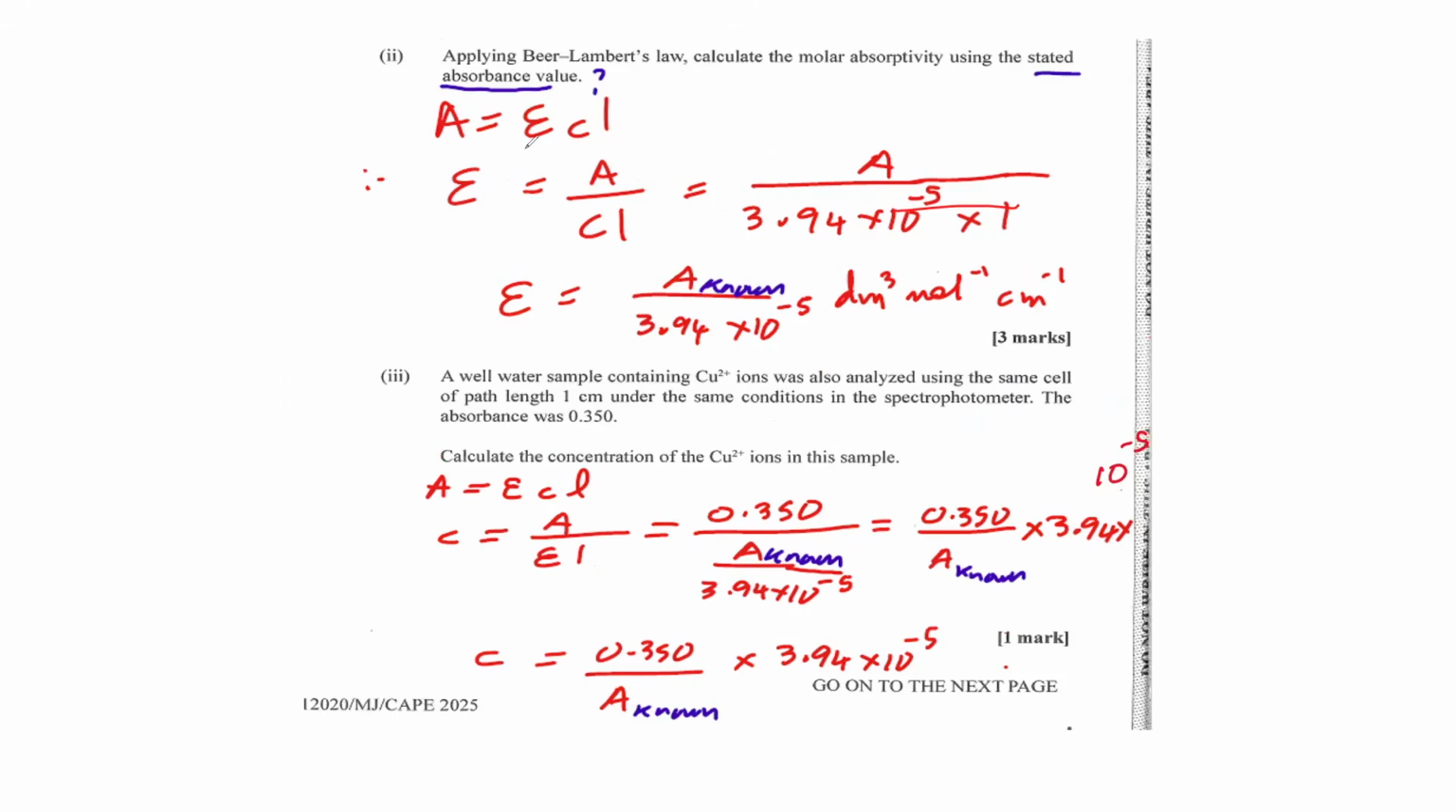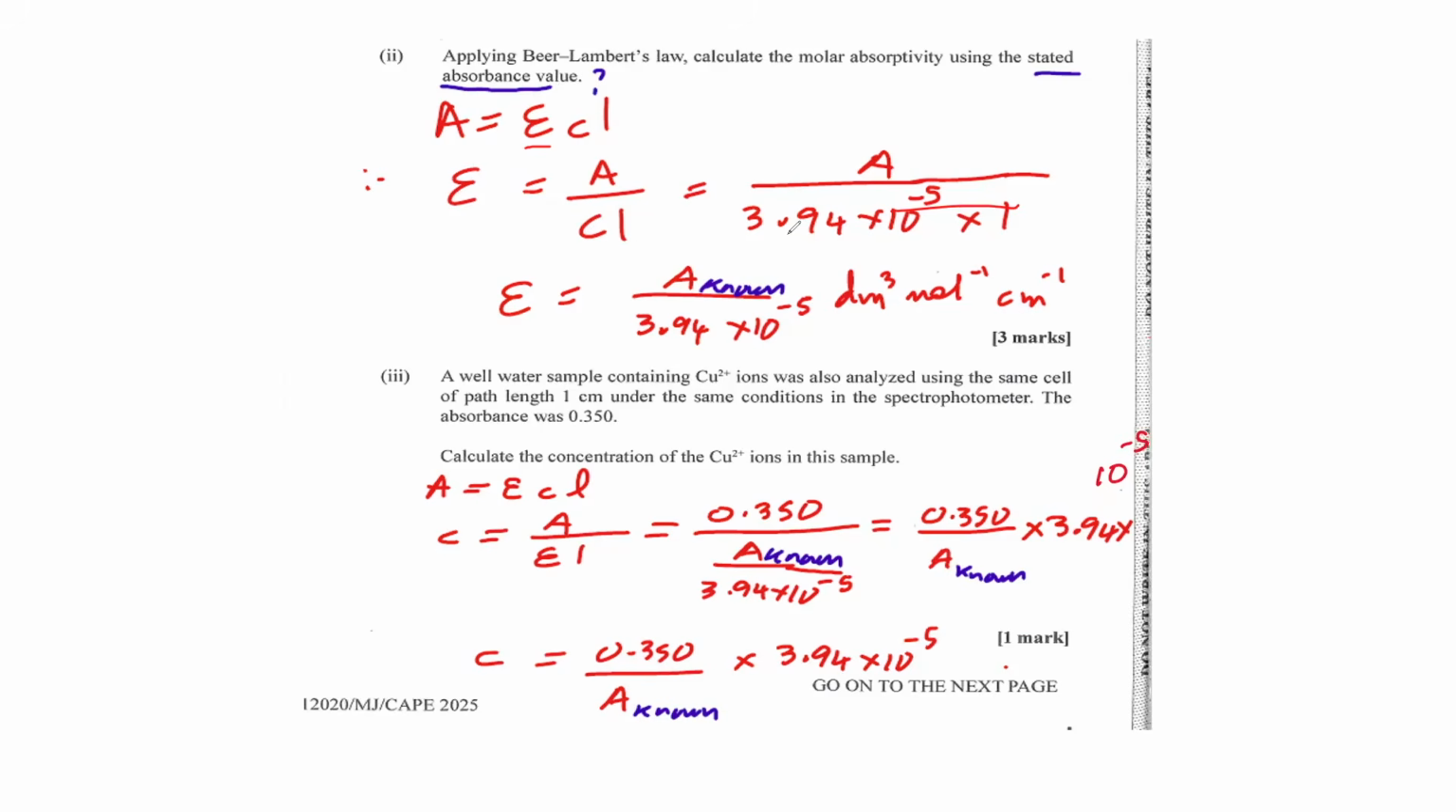Now, we are to work out E, but in order to calculate E, we need to know the concentration, we need to know the path length, and we need to know the absorbance. But the question stated that the absorbance value was given, but we don't see an absorbance value. So we'll use the factor A. And we're saying now, let's make E the subject of the formula. So E is equal to A over Cl.